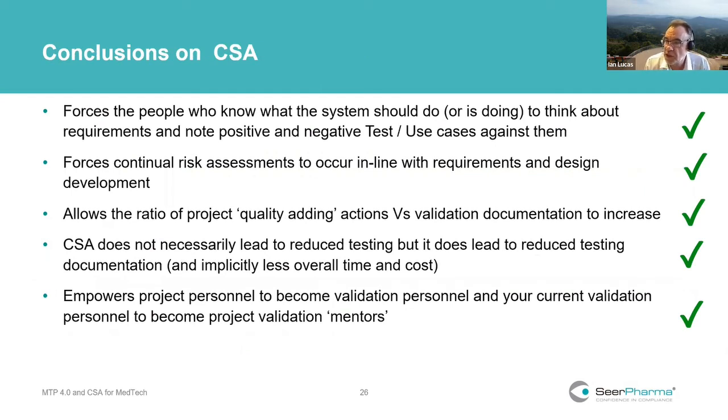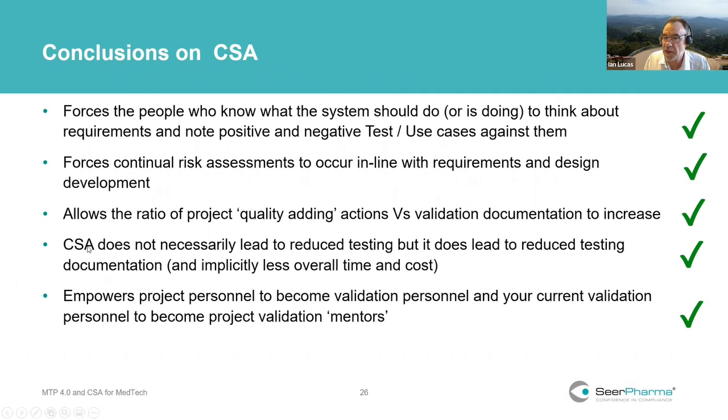So the conclusions on CSA: I like it because it's going to force people to actually get involved to talk about the systems up front. So to think about what the system should be doing and then to develop positive and negative tests to use against them. It forces continual risk assessment in line with your requirements and your design. It sets the ratio between validation documentation and actual actions back to where it should be, so that we're not just creating documents for the sake of it. We're only creating enough, and we're spending more time on testing than on the actual documentation. That's what I'm trying to achieve.